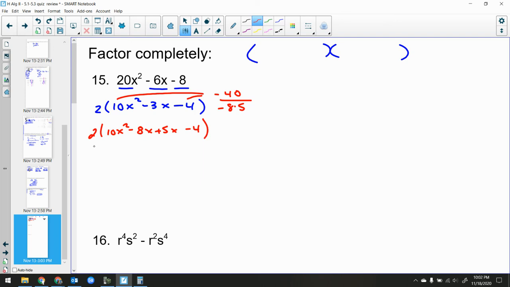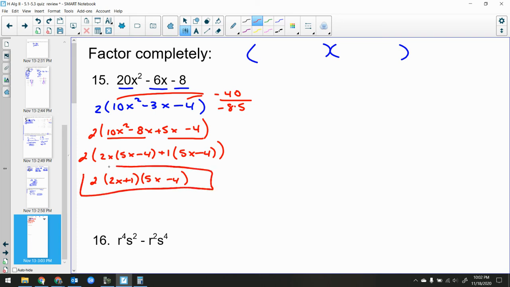Okay. And then we factor by grouping here. Leave our 2 on the outside. Pull out a 2x. Left with a 5x minus 4. And there's no GCF here other than a 1. So I'd pull out the 1, leaving a 5x minus 4. So my two factors are, don't forget about the 2 outside again, the 2x plus 1 and the 5x minus 4. Could I have said 5x minus 4 first? Of course. But that's my answer there. Don't try to solve for x. That's it.